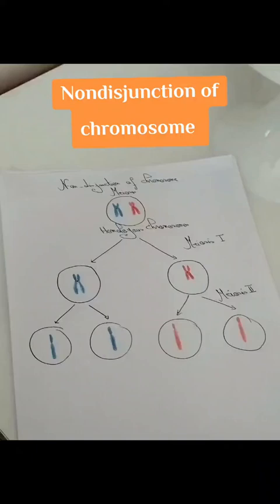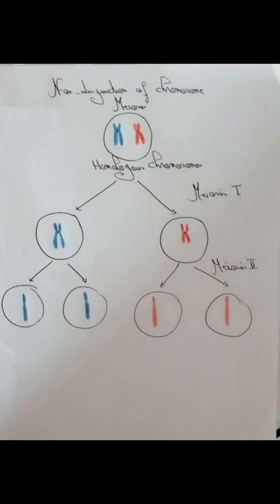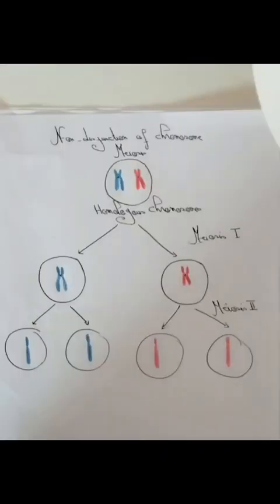Homologous chromosomes are identical chromosomes that can be observed in pairs, in which 50% of this amount is inherited from each parent. Humans have 46 chromosomes, or 23 homologous pairs. Today's lesson is about the non-disjunction of chromosomes. Let's start with the normal disjunction of chromosomes.